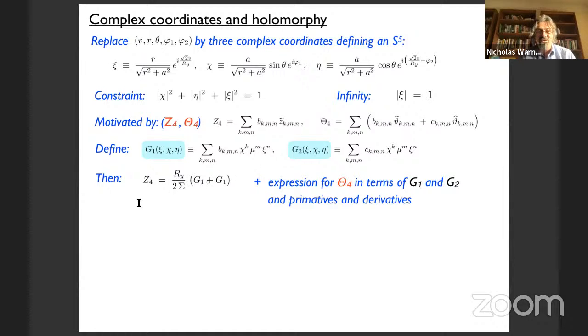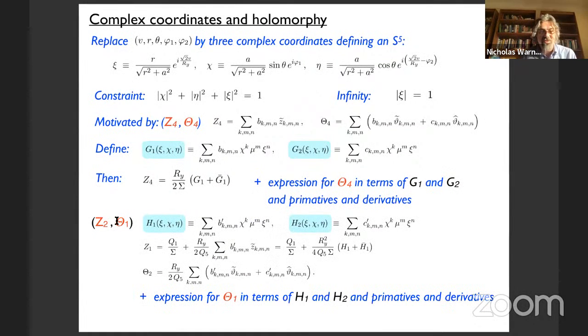these holomorphic functions. And I've hidden a slightly more disgusting thing, which is that theta4 can also be written in terms of G1 and G2, also maybe 1 or 2 derivatives of G1 and G2, and maybe a primitive where you'd have to take an indefinite integral. But it's a finite expression, it's not too bad. But Z4 is simply the real part of this holomorphic function, much nicer.